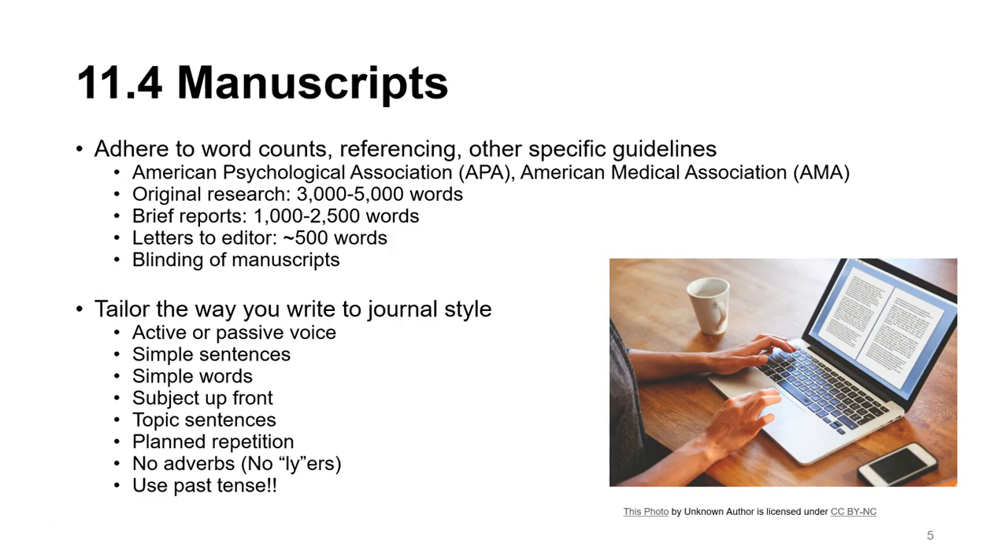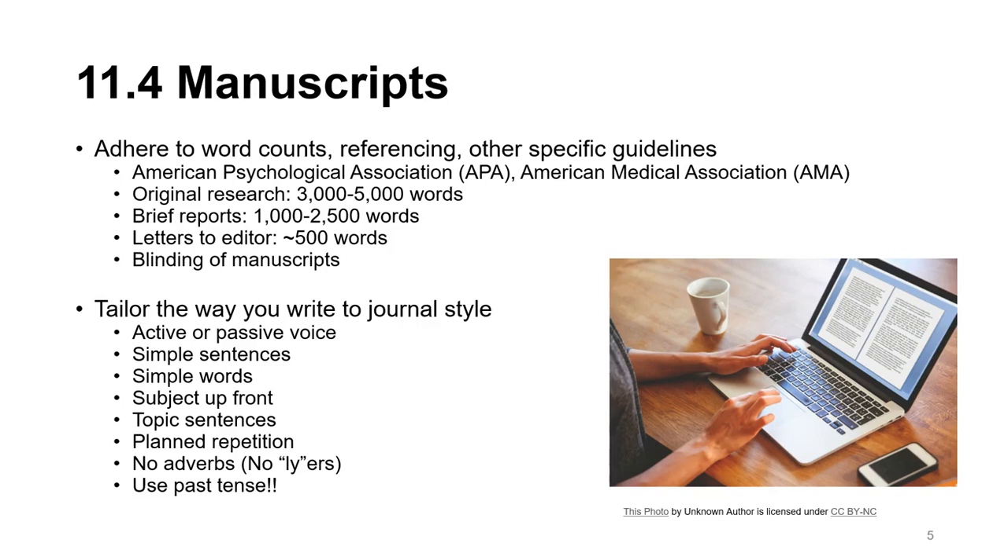Section 11.4, Manuscripts. When you're writing a manuscript, you want to make sure that you adhere to the word counts, referencing, and other specific guidelines for a journal. So whenever you're writing a manuscript, you want to pick out the journal that you want to submit it to. Within that journal, they will have specific guidelines for you on how to write it. So they may say you need to follow the American Psychological Association, or APA, or American Medical Association, or AMA format when writing papers. The formats differ depending on the type of research manuscript you are submitting.